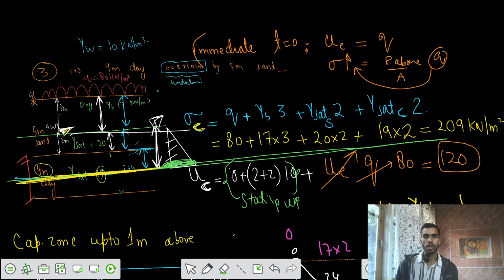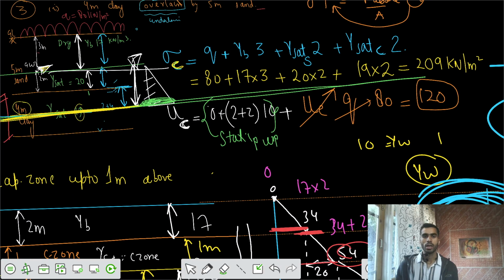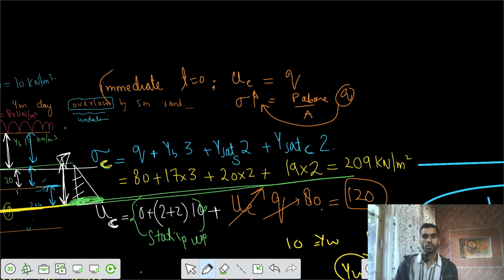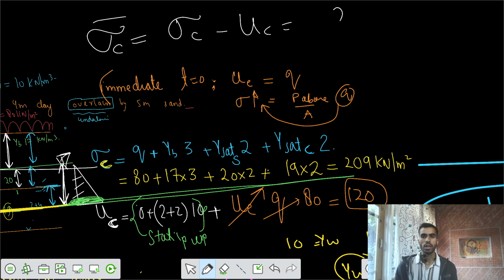So for the immediate condition, this is your sigma C, this is your UC. So finally your effective stress at the center of the clay layer would be sigma C minus UC. So that's 209 minus 120. How much is that? 89 kilonewton per meter square.